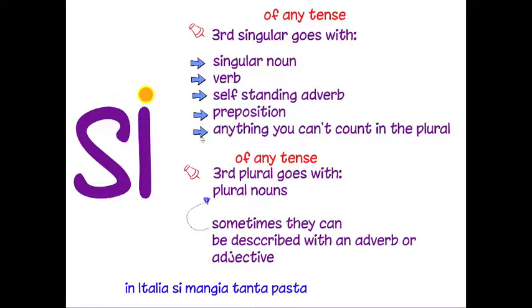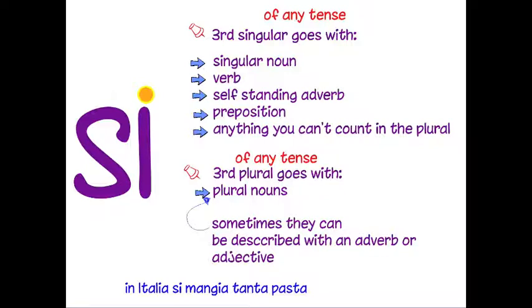So the only time in which you will have the verb conjugated in the third person plural, of any tense, is with plural nouns. Sometimes they can be described with an adverb or an adjective. So, in Italia si mangiano tante pastine. I can't think of anything else. Va bene? So, that's pretty much it.